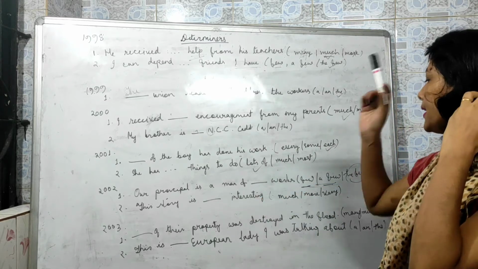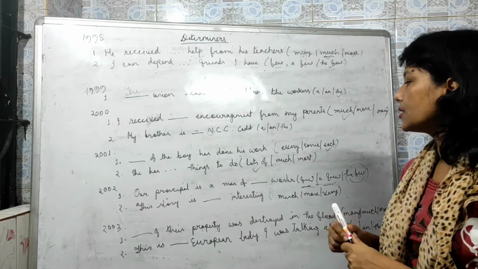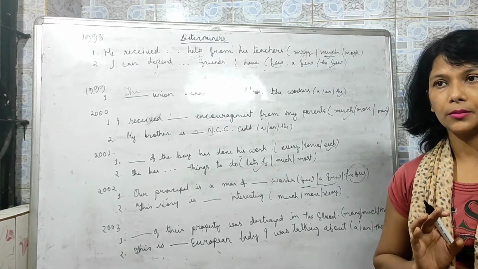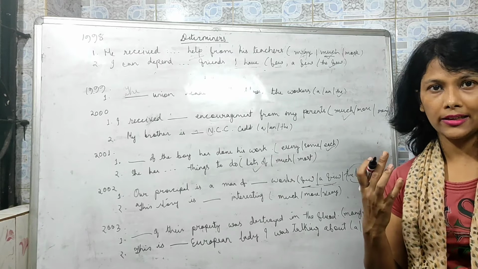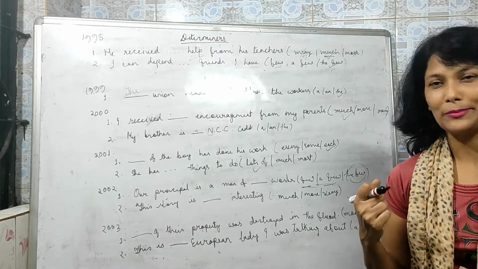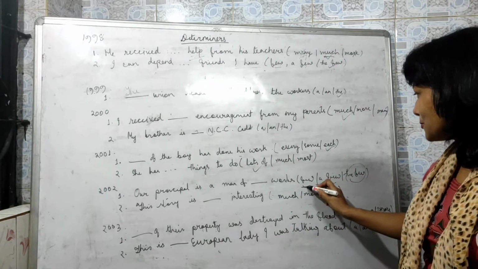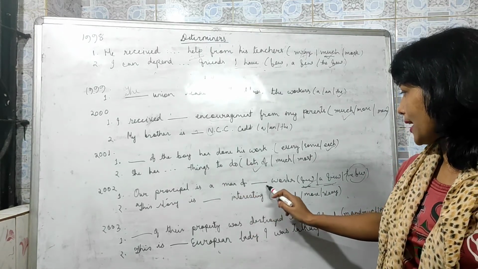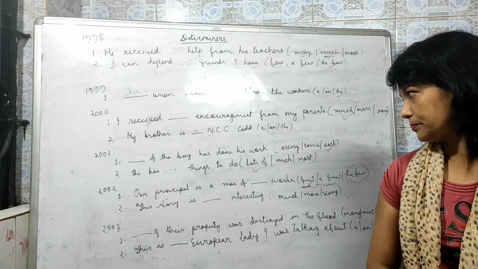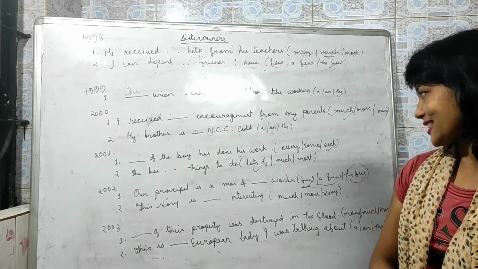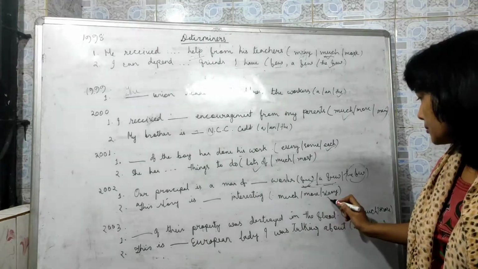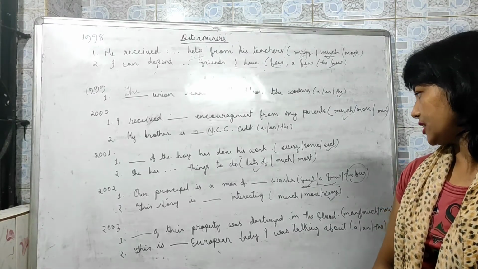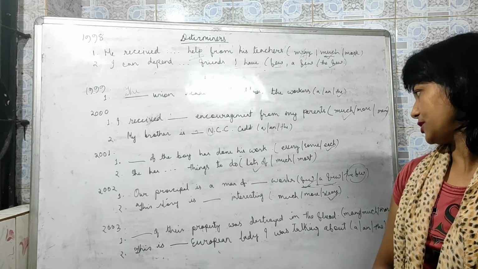Our principal is a man of dash words. So he doesn't talk much. He has a personality because he is the principal. So you have to write here few. He doesn't talk much. Our principal is a man of few words. The story is dash interesting. Here very will be most appropriate. The story is very interesting, not much interesting and more interesting.